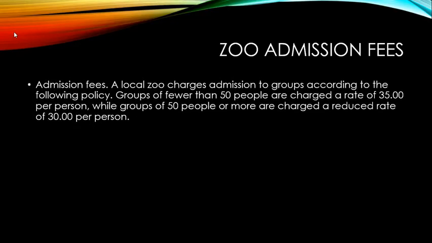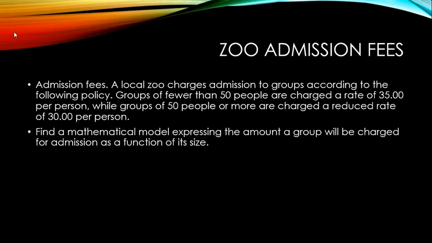Admission fees. A local zoo charges admission to groups according to the following policy. Groups of fewer than 50 people are charged a rate of $35 per person, while groups of 50 people or more are charged a reduced rate of $30 per person. We're going to find a mathematical model expressing the amount a group will be charged for admission as a function of its size.